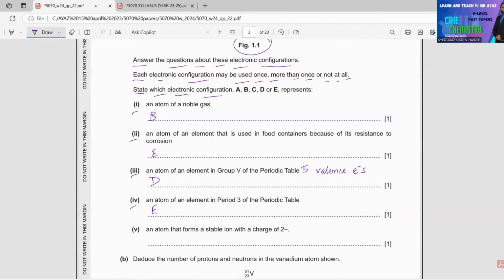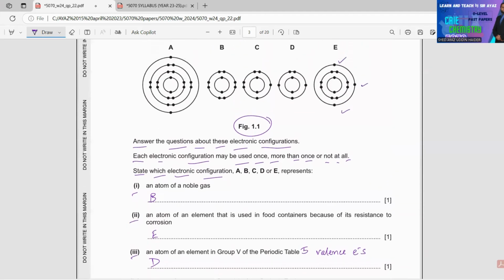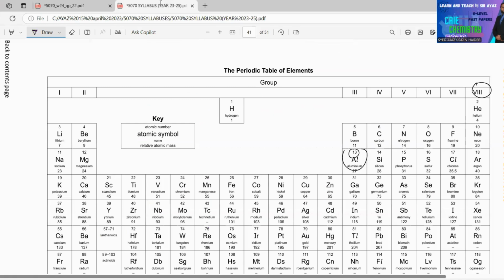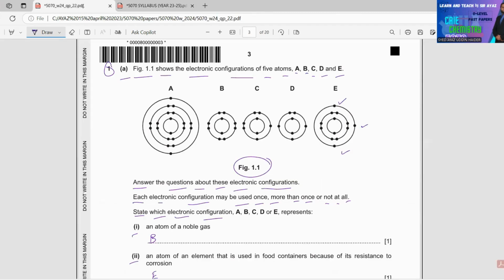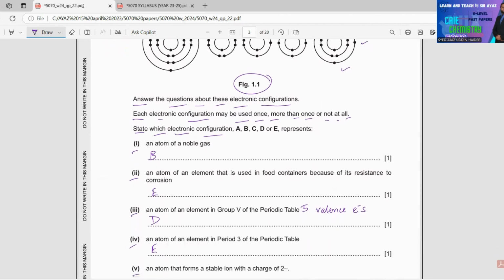What about number 5? An atom that forms a stable ion with a charge of 2 minus. Here is a periodic table. If you look at the groups, 2 minus means this atom is gaining 2 electrons. So group 6 is the one which needs 2 electrons to complete its valence shell to form a 2- charge ion. For this, they must have 6 valence electrons. And if you look at these letters, C is the only atom which has 6 valence electrons. So C must be the right answer in this case.